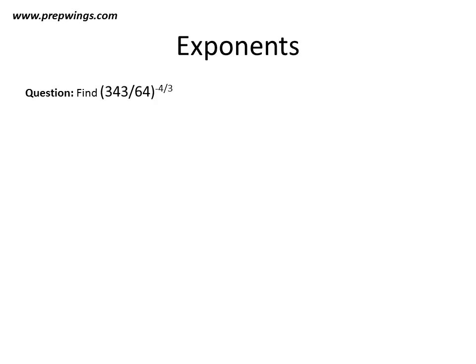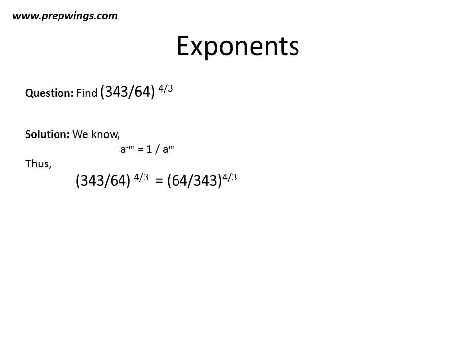Now over here we'll do a question that says find 343 upon 64 raised to power minus 4 by 3. Now we know a raised to power minus m is equal to 1 upon a raised to power m. Applying that here, we get 343 upon 64 raised to power minus 4 by 3 as 64 upon 343 raised to power 4 by 3.